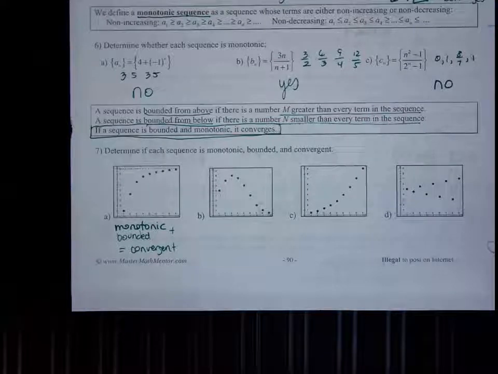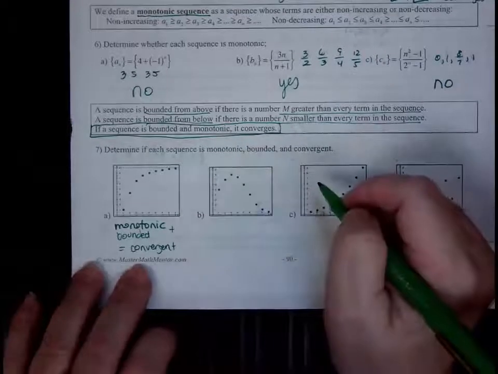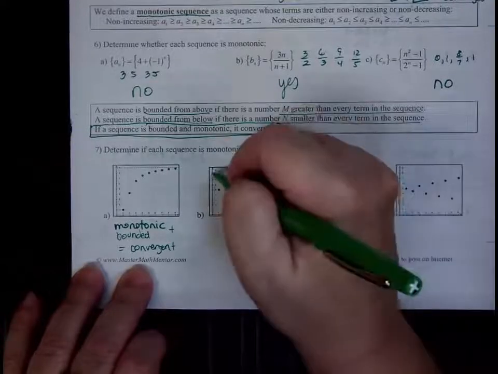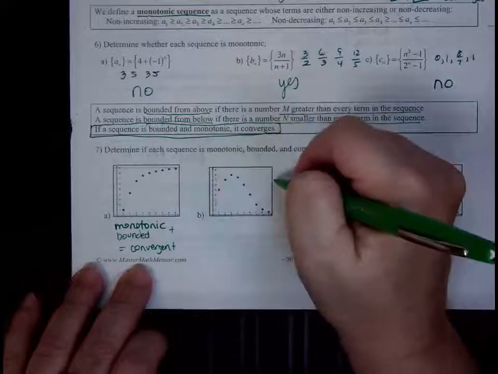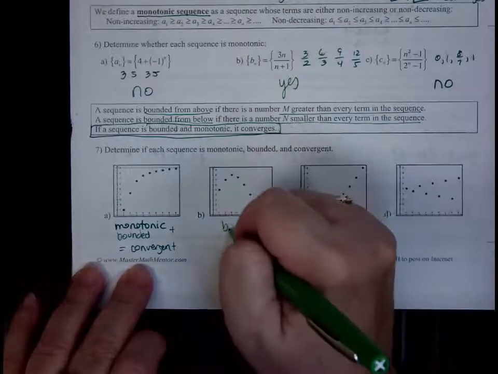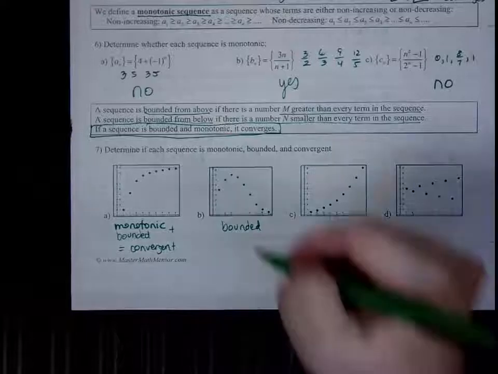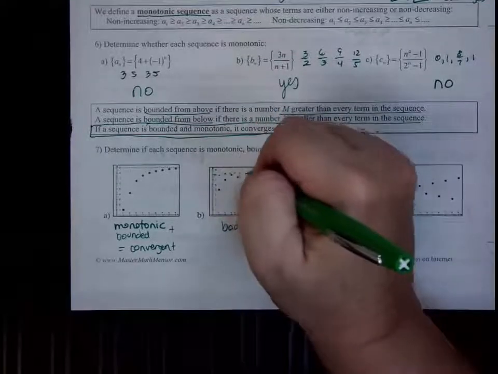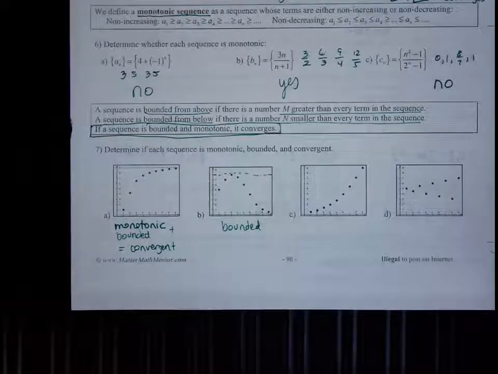Is B monotonic? No, it's not always going up or down. Is it bounded? Actually, yes, it is, because no dot is higher than here. Do you see that? So it is bounded, but it is not monotonic. Wait, how do you know it's bounded? There is a point above which there are no dots; there might be a line there, there might not be. But there are no dots above that point where I just drew it in. Therefore, it's bounded.